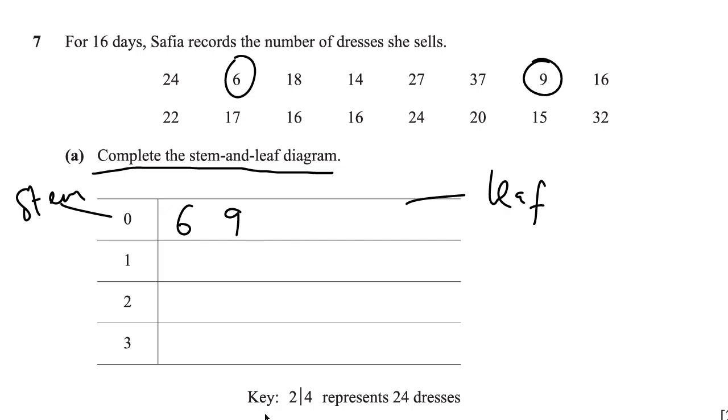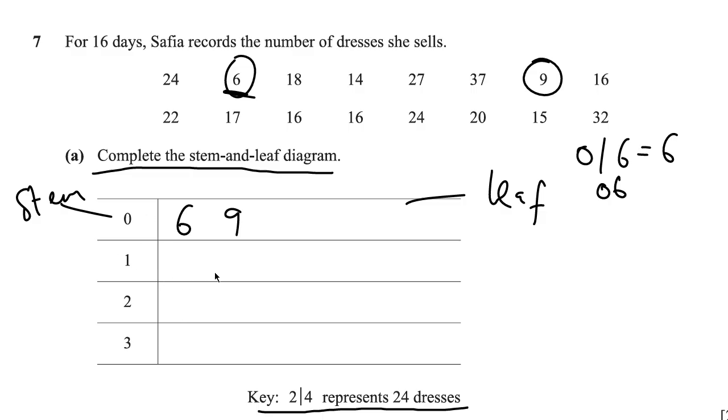According to the key given in the question, we have 2|4 representing 24 dresses. So in the case of 0|6, it represents 6 dresses, and then we have 9 dresses. Notice that we took the smallest, 6, before taking the next in line, 9. So then we move to stem 1.